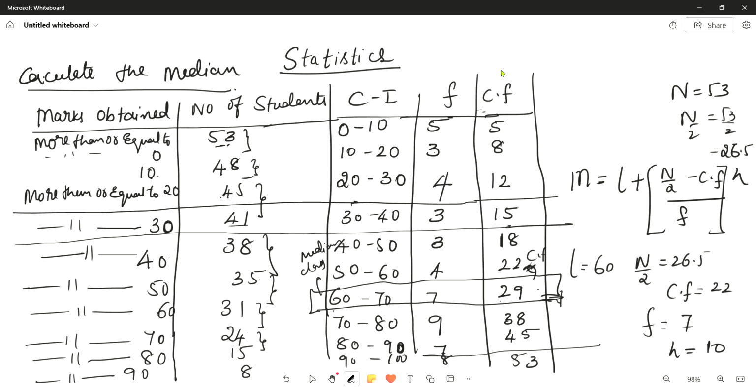This is how I do it. You can do it, correct. You take a little bit more time. 44.5 into 10, 45 by 7. Then you do the division, and whatever answer you get, add it to this. Here also you get the same. Each one, median.